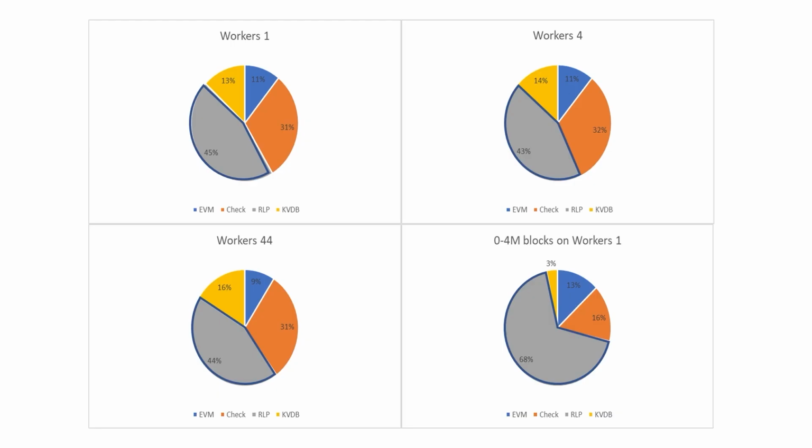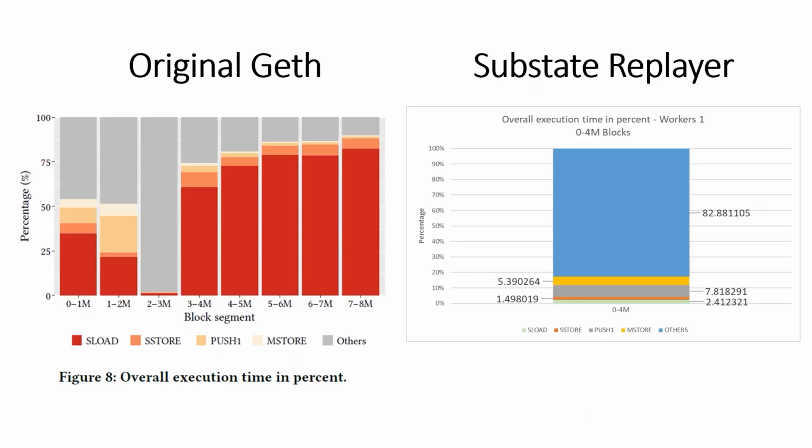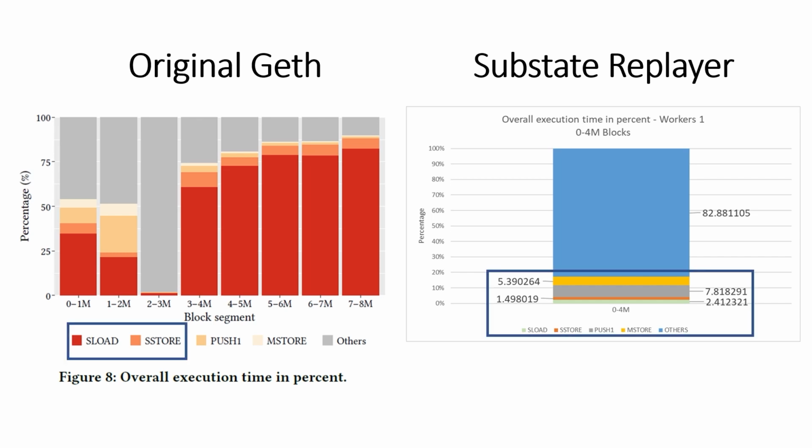From the graph, we can conclude that RLP, which is the main encoding method used to serialize objects in Ethereum, is the main bottleneck of the replayer for the macrotime branch. For the microtime branch, there are no particular instructions that consume the most time when running the replayer, compared to the original Geth where sload and sstore were.